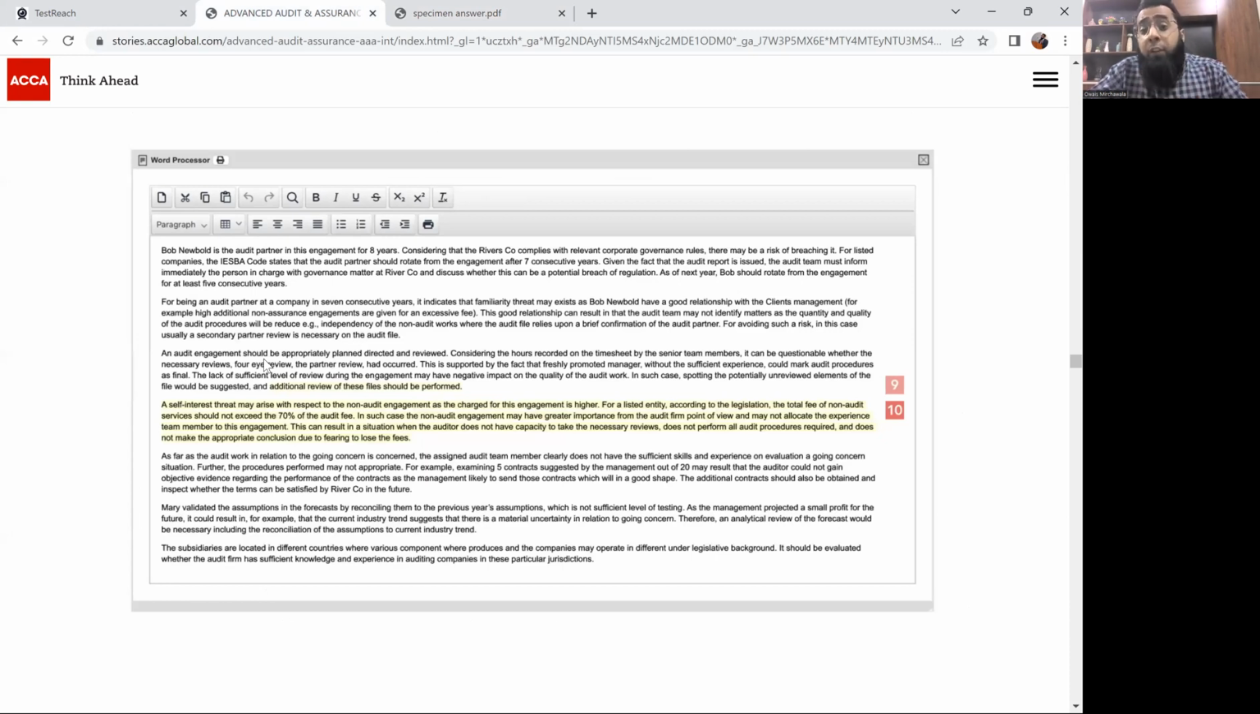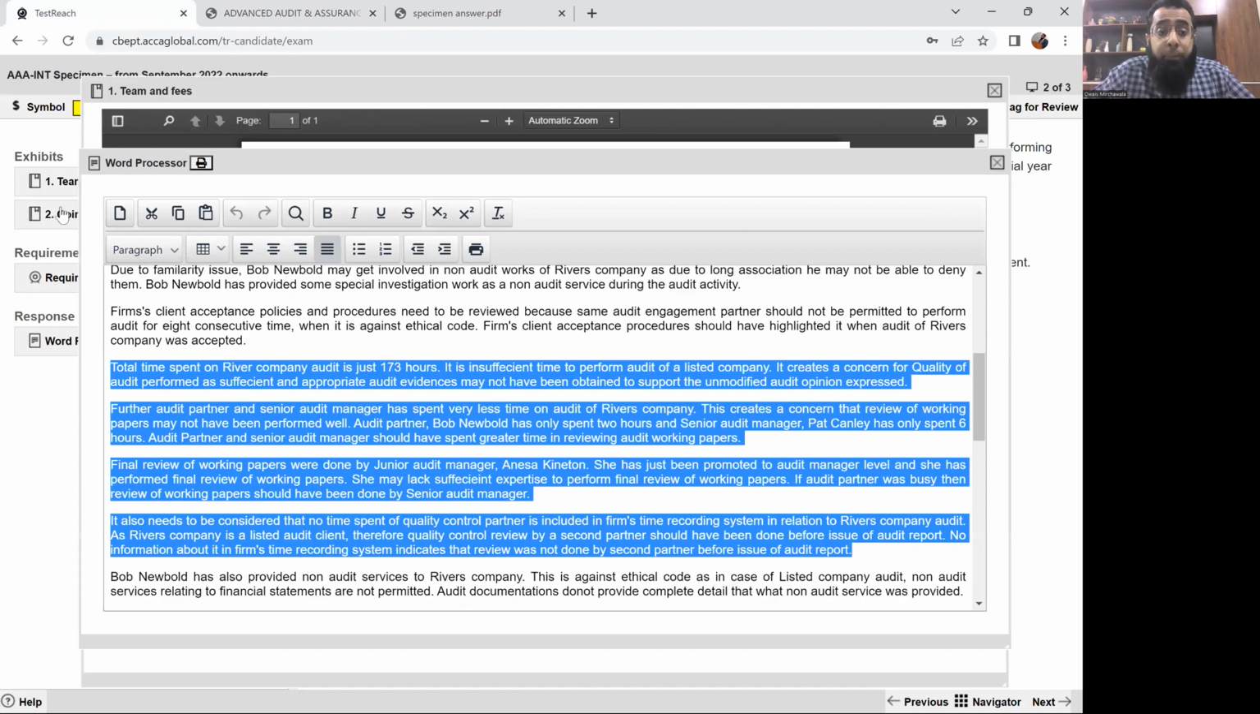Okay, but here I would like to highlight one thing, that candidate one has written very few points. At some areas he's missing the points, and for that reason he will lose some technical marks. Like here he missed the point for 173 hours. He missed the point that the audit partner performed very little review. Similarly, above, he missed the point for self-interest rate also. He missed the point about the firm's policies and controls. Okay. Now let's read the question further.